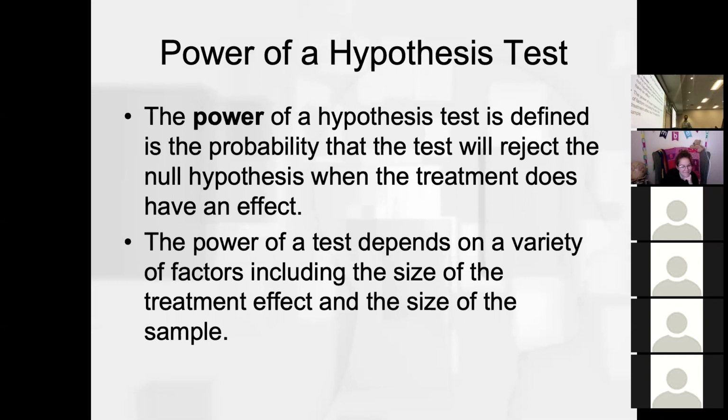And finally, we're running kind of out of time here. The power of a hypothesis test is defined as the probability that that test will reject the null hypothesis when the treatment does have an effect. The power of a test depends on a variety of factors, including the size of the treatment effect and the size of the sample.